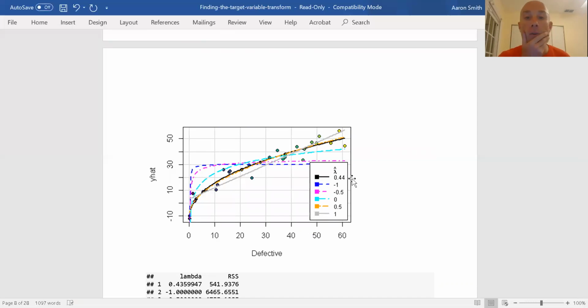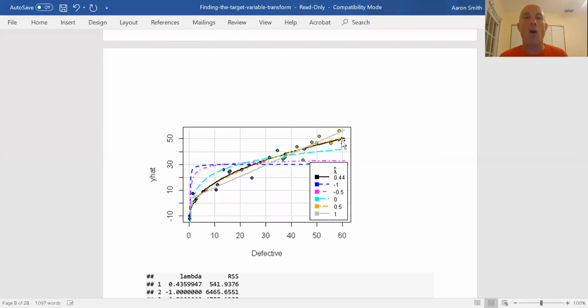Okay, well, let's look at this. Do you see this gold line? This gold line is 0.5. The gold line and the black are really close. UCF colors, right? That's my happenstance. So they're pretty close. Now think about 0.44 and 0.5. 0.5 is the square root. 0.44 is something that we really haven't dealt with.